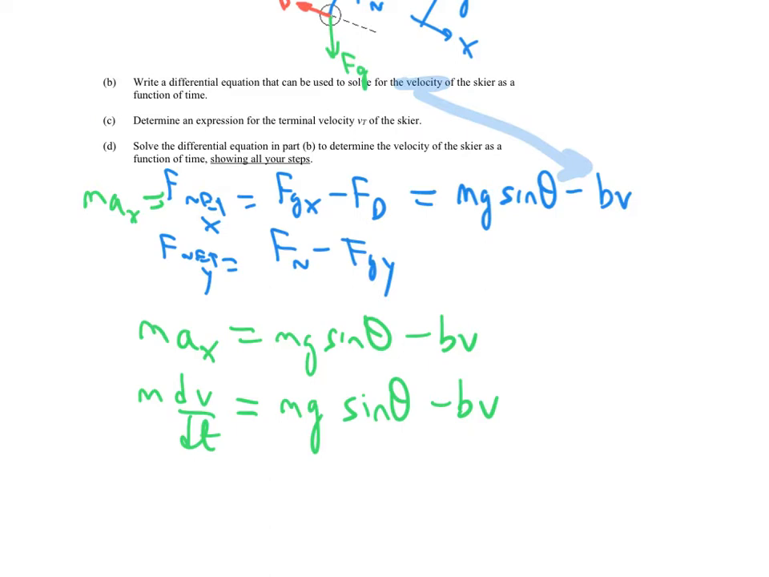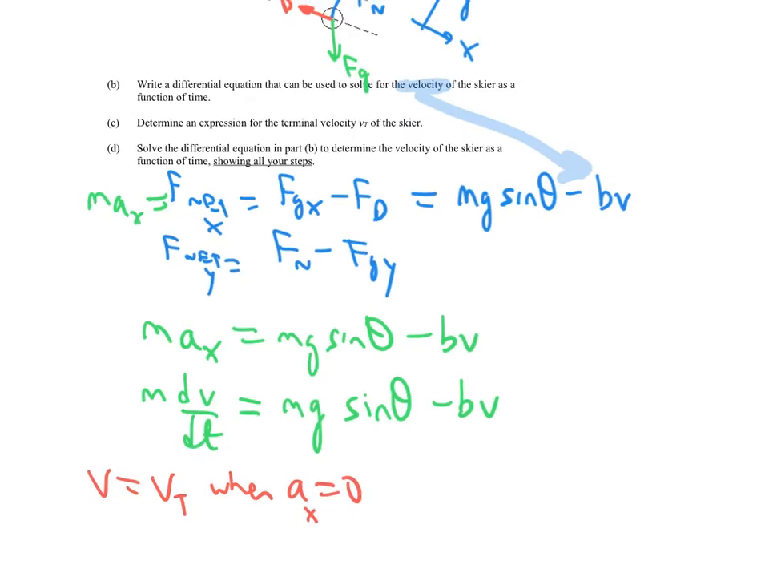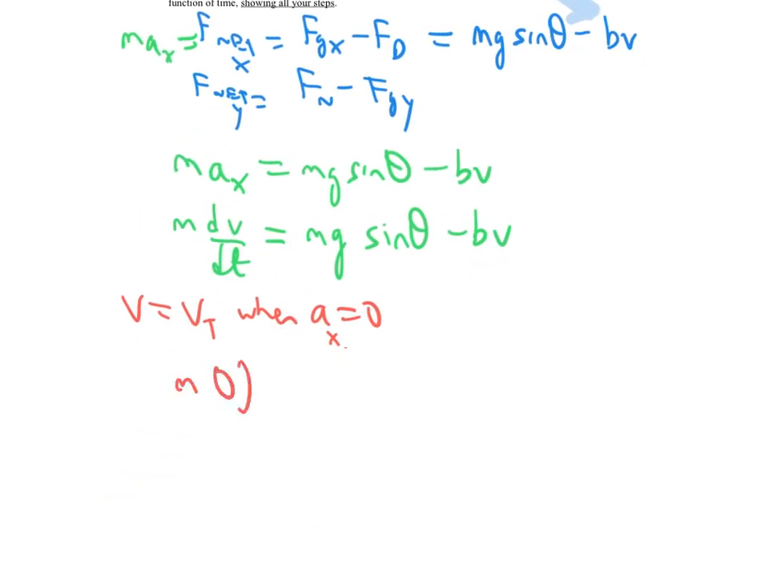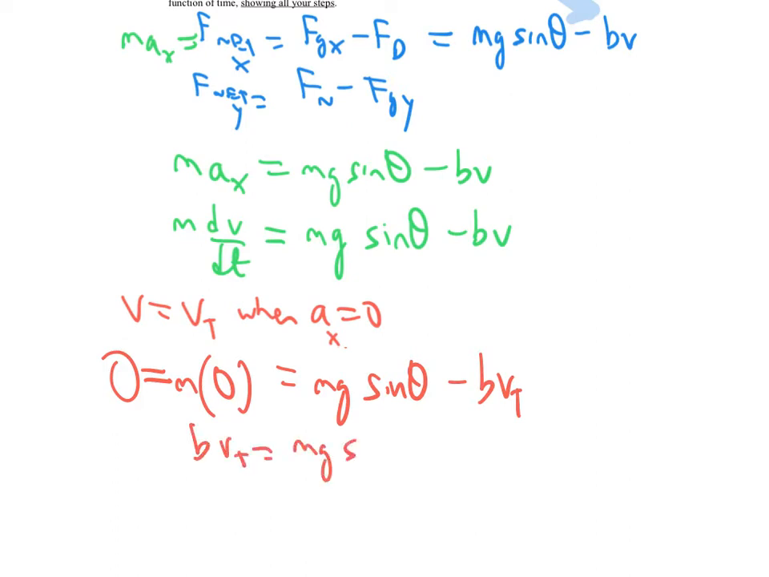Part C says, determine an expression for the terminal velocity of the skier. So the terminal velocity is the one where the acceleration is 0. V equals Vt when a equals 0. So let's just do that. m times 0 is mg sine theta minus bVt. But of course, m times 0 is just 0. So we can say that bVt is mg sine theta, or Vt is mg over b sine of theta.